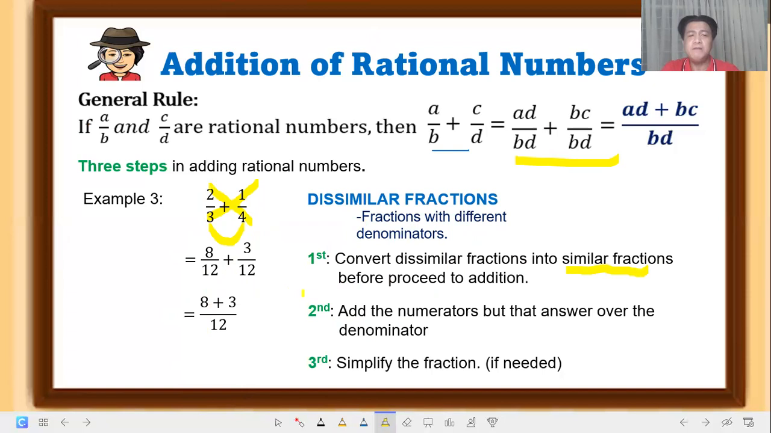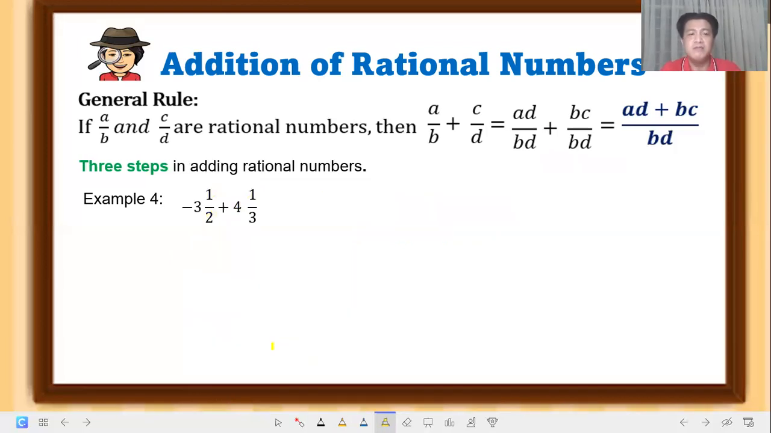We have 8 plus 3, that is 11 over 12. Is it the final answer? Yes, wala na kasing common sa numerators at denominator. We call that relatively prime.